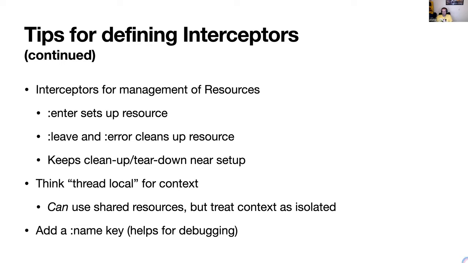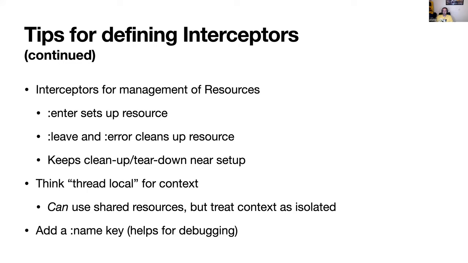In your context, think thread local. It may be global, but you try to treat it as thread local. If you're going to use shared resources, you want to think of them as thread local. For example, a database connection pool is not thread local, but as I use the database connection pool, that is global mutable state, but I want it to be looked at as thread local.